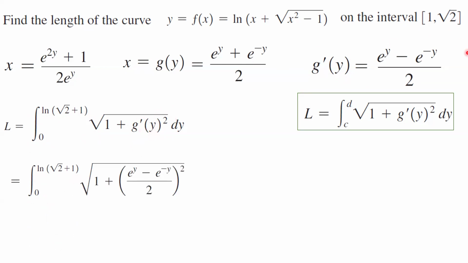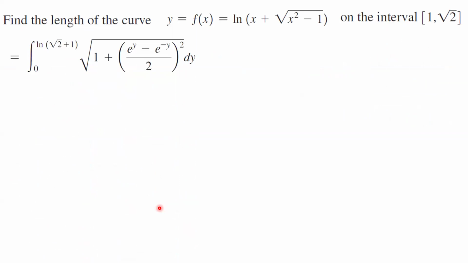wherever you see g prime, you're going to use (e to power y minus e to power negative y) divided by 2. And since inside the formula, inside the integral, they have a 2, we have to raise this guy to the second power. And then we take the integral with respect to y. So we rewrite everything in simplified version.